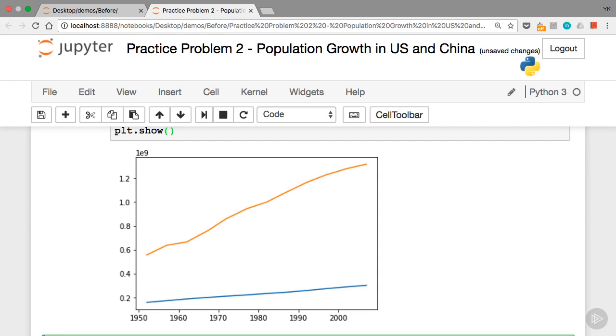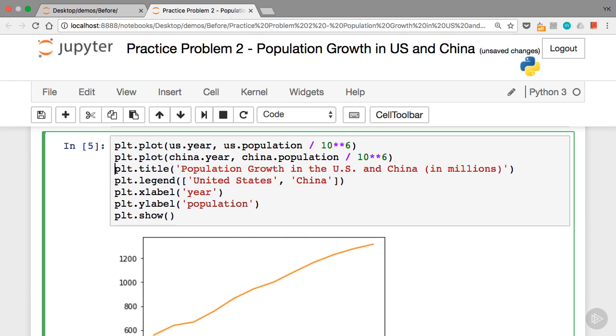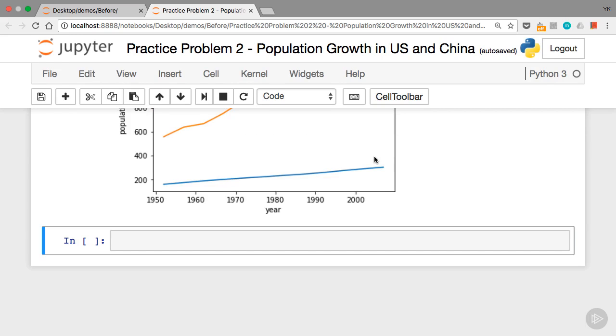It's hard to read raw data since the numbers are so large, so let's divide the populations by 1 million, or 10 to the power of 6, so we can get the numbers in millions instead. And let's add a title, a legend, X and Y labels to make this graph easier to read. This is how to compare the population growth in absolute terms, but how can we compare the population growth in relative terms? To do this, let's see how the population has grown in the US and China compared to the first year in our data.